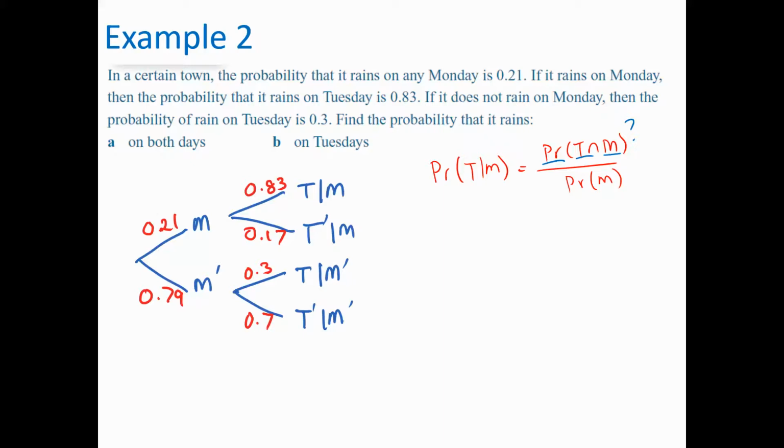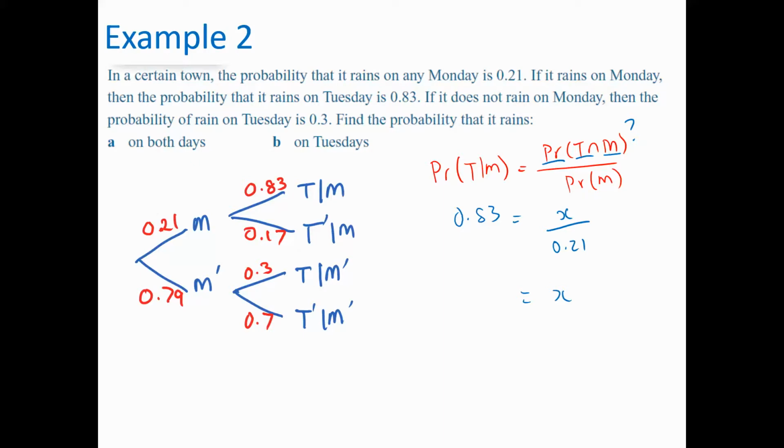Together is the intersection. This branch specifically is the given. So this second branch here is not the intersection. A lot of students think this is the intersection, but it's not. This is the probability of T given M. So that's the given probability. If I rearranged all that, 0.83 is equal to, I don't know, divided by 0.21.